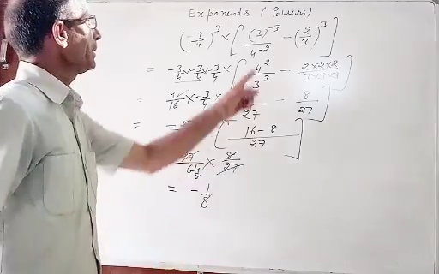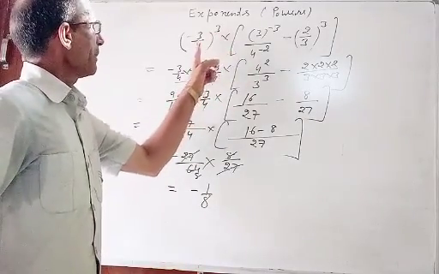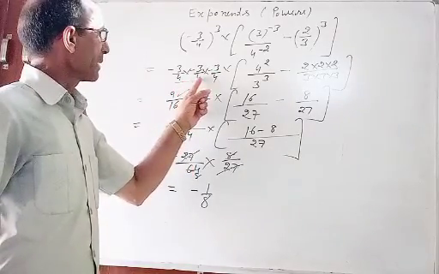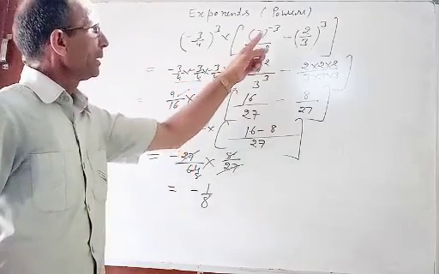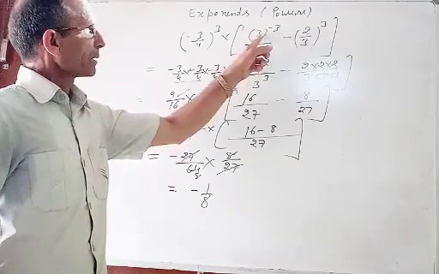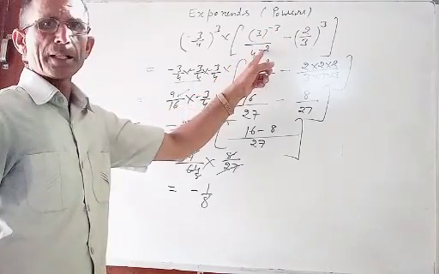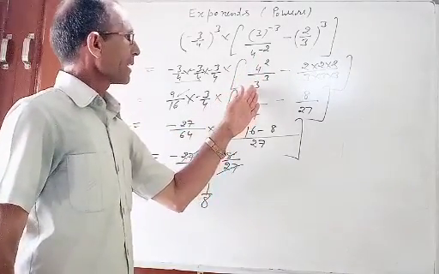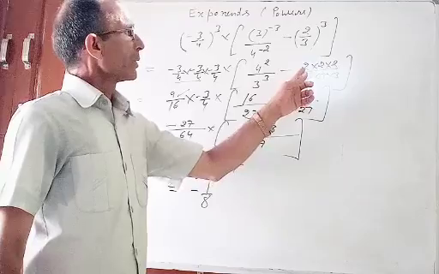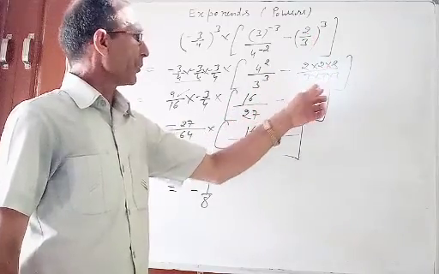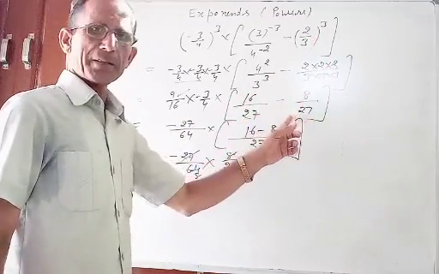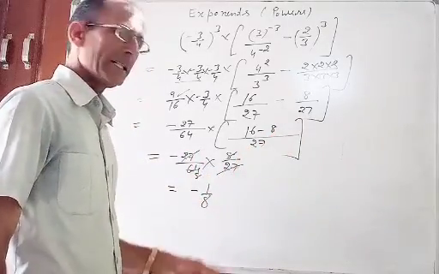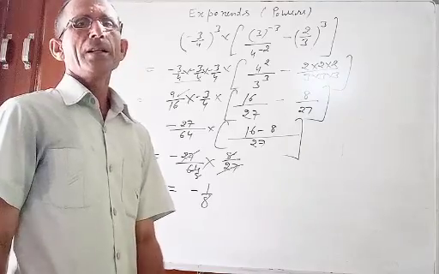Once again I am repeating. Minus 3 by 4 raised to the power 3 means minus 3 by 4 is multiplied 3 times. Then 3 raised to the power minus 3 and 4 raised to the power minus 2: take the reciprocal. So 4 square by 3 cube, minus 2 cube by 3 cube. So 16 by 27, 8 by 27. LCM is 27, so 8 by 27. So simplify it. Minus 1 by 8 is the solution.